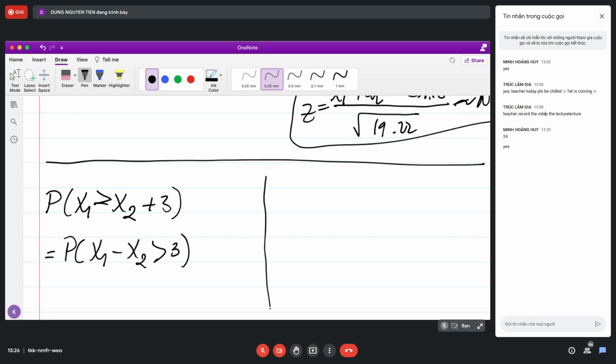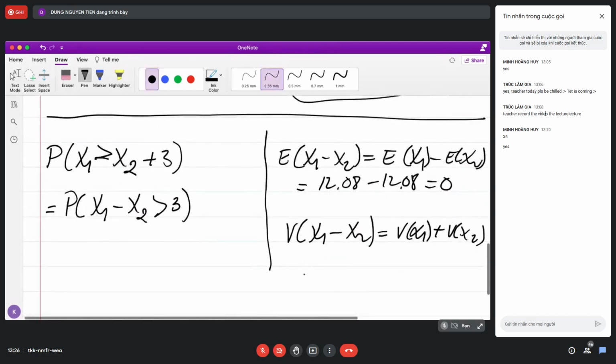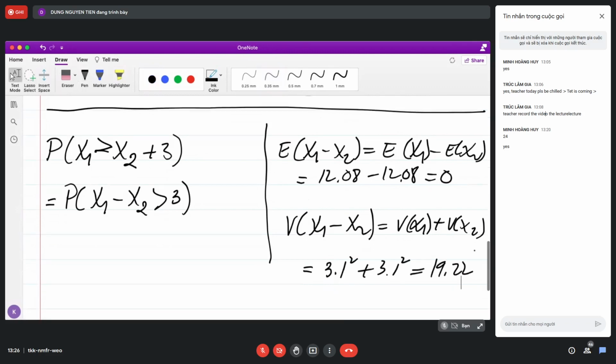So I have to find the distribution of x1 minus x2. The mean of x1 minus x2 is the mean of x1 minus the mean of x2, and that is 12.08 minus 12.08. So you get 0. For the variance of x1 minus x2, you get the variance of x1 plus the variance of x2. It should be a plus here, okay? And then you get 3.1 squared plus 3.1 squared, and you get 19.22, okay?